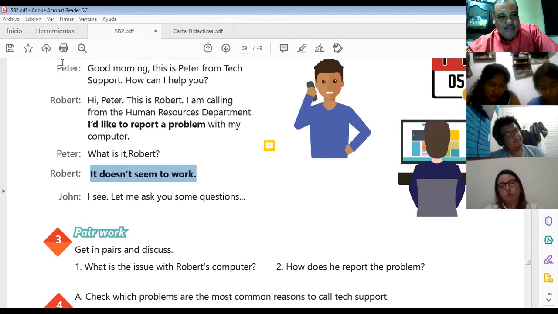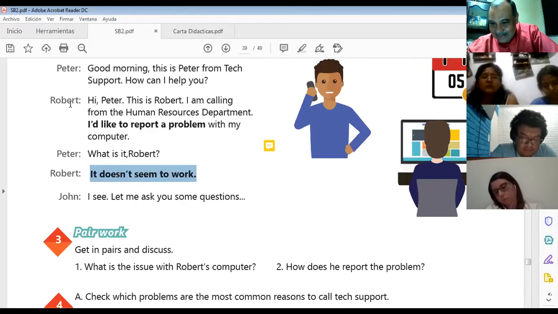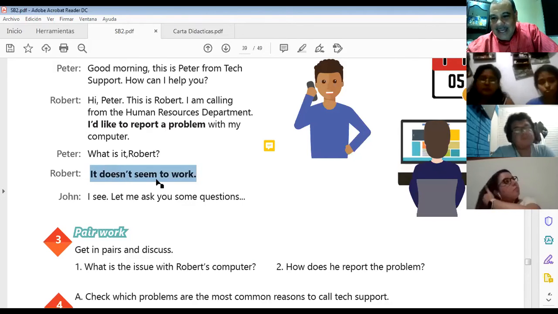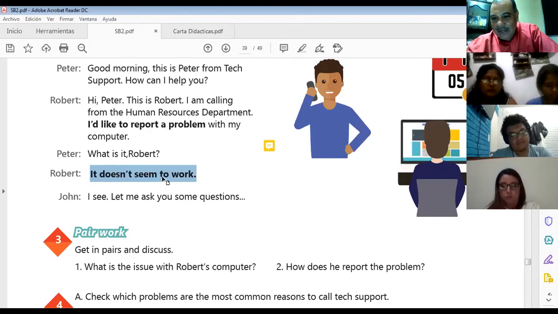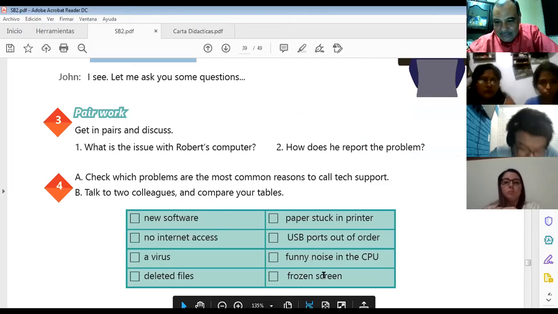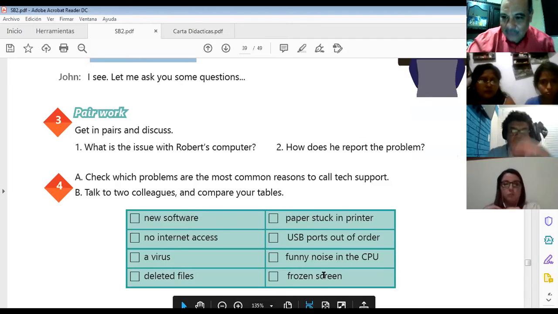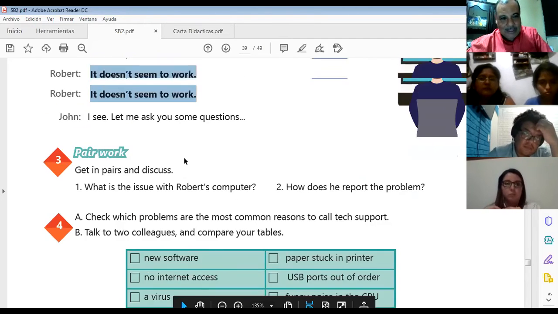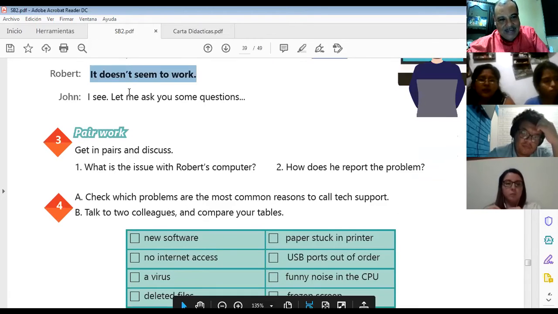You are going to be Peter and you are going to be Robert, pero van a usar sus nombres reales. Okay. When you are Peter, you are going to report one problem. Van a cambiar y luego van a reportar, la otra persona va a reportar un problema diferente. Okay? Using this vocabulary. Is that clear? ¿Está claro? Por ejemplo, voy a reportar, I have a virus.